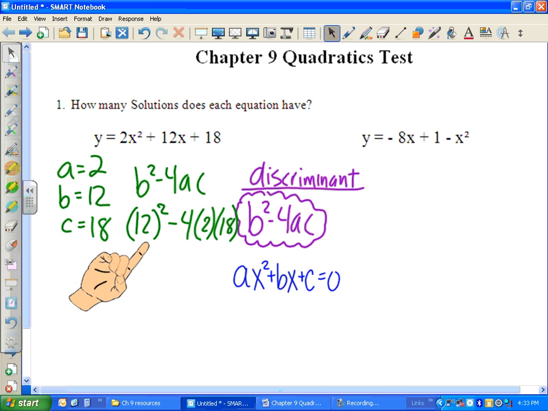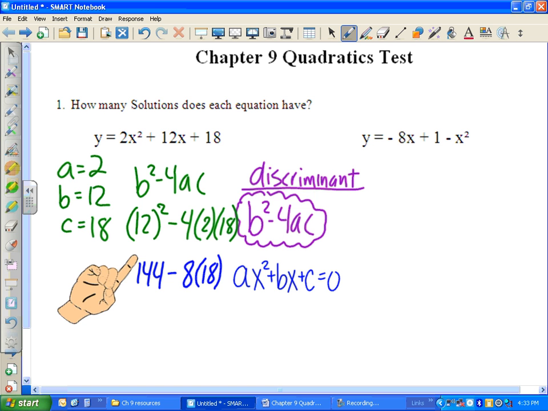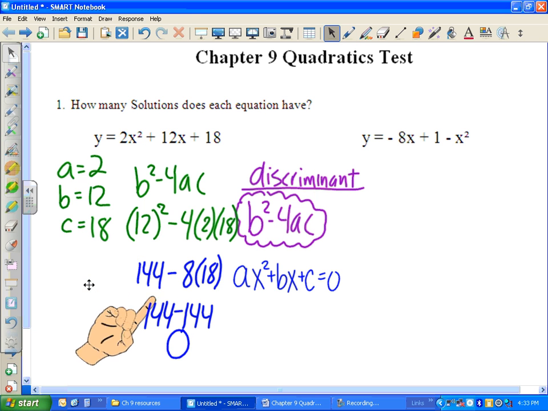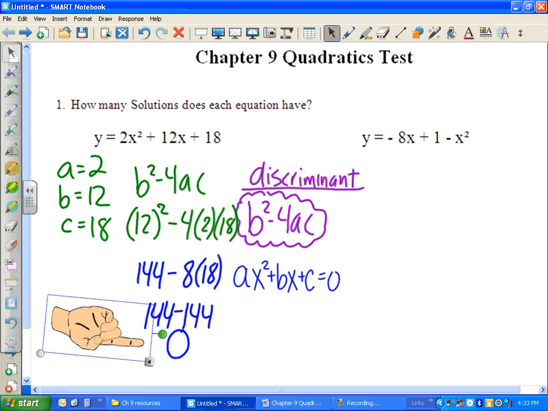12 squared is what? 12 times 12 is 144. Minus, we have 4 times 2 is 8, so 8 times 18, which actually ends up being 144. 144 minus 144 equals 0. Now what on earth does a 0 mean? This is something that I taught you in the lesson.